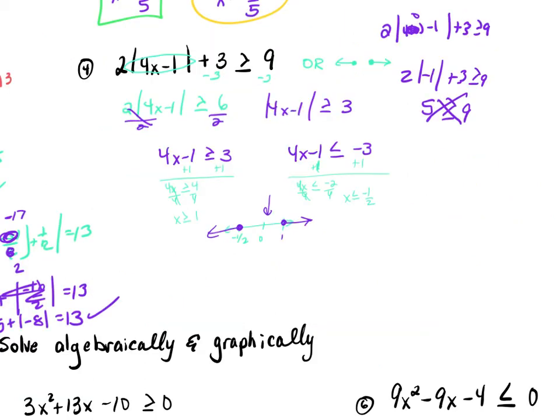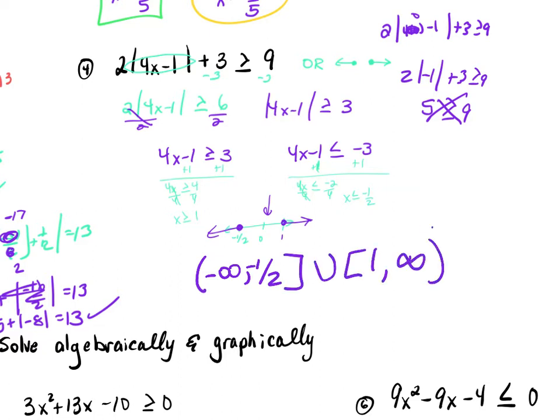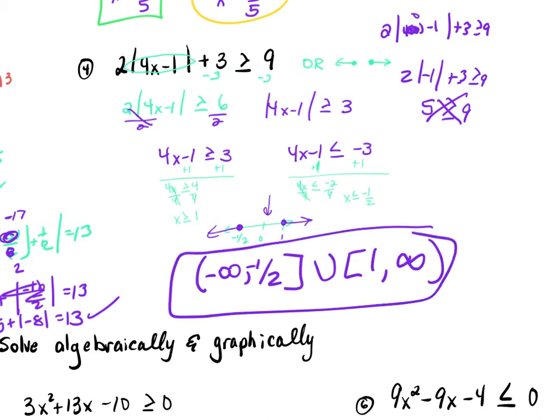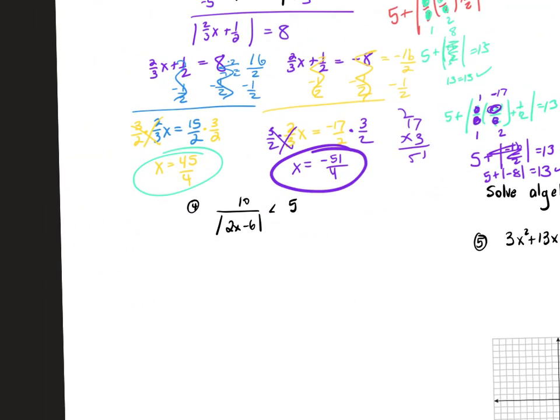So my interval notation, my answer here would be negative infinity to negative 1/2 bracket union 1 to infinity. This is the answer that I am going to be looking for. I'm not looking at your graph. I need to know what the interval is that will satisfy this inequality. Questions so far? Everybody's okay? Okay, let's go to the next one then.